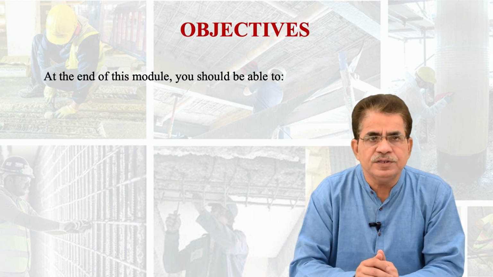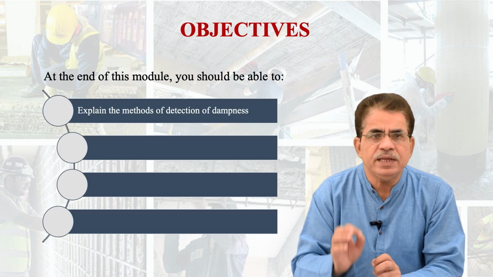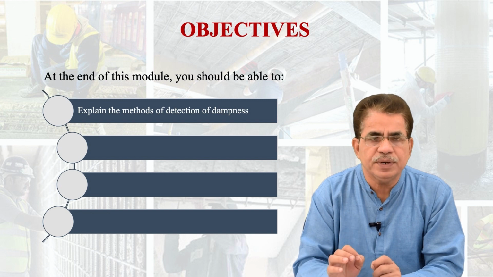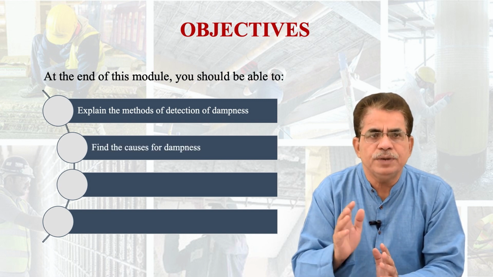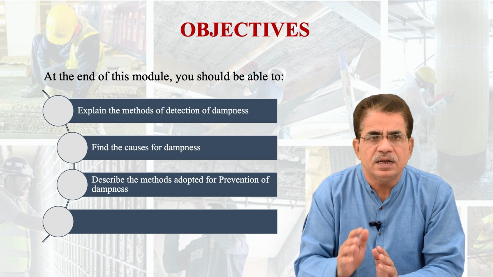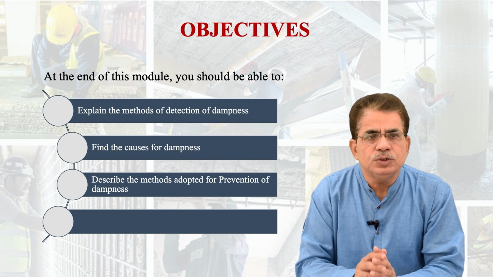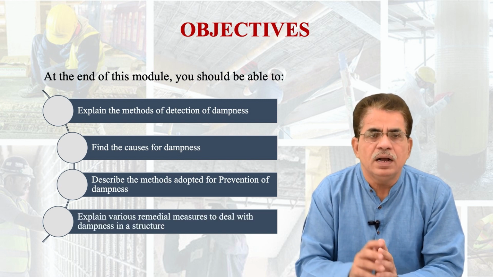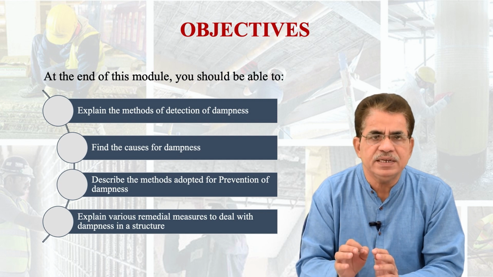The objectives of this module are that at the end of this module, you should be able to explain the methods of detection of dampness. Also, you should be able to find the causes for dampness. You should be able to describe the methods adopted for prevention of dampness. And you should also be able to explain various remedial measures to deal with dampness in a structure.